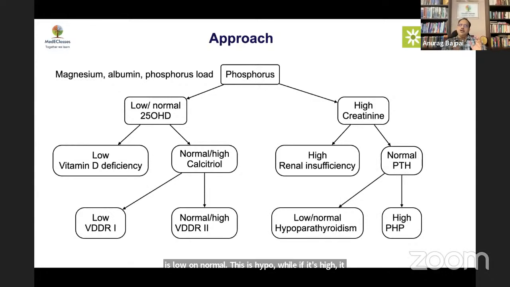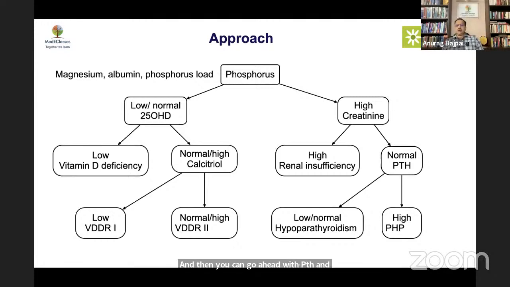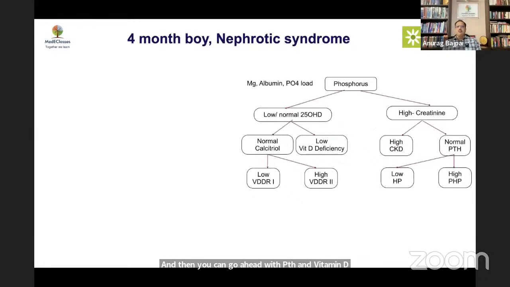So the most important tests are magnesium, phosphorus, and creatinine, and then you can go ahead with PTH, and vitamin D required in certain cases, definitely calcitriol only in the rare cases from that regard.